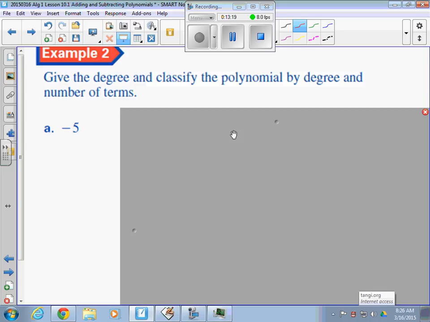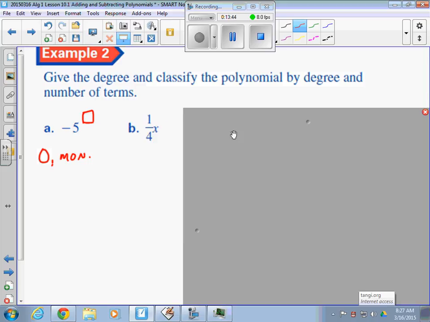So what's the degree? It's going to be 0, even though it's negative 5 to the first power. There's no variable. So the degree of this one is 0. And how many terms is that? It's only 1. So that's a 0 degree monomial. And you could just do that. What about the next one? What's the degree? And how many terms is it?